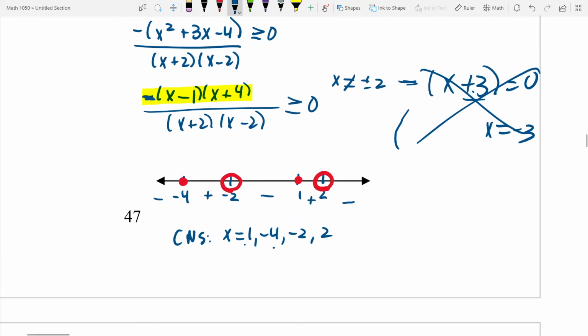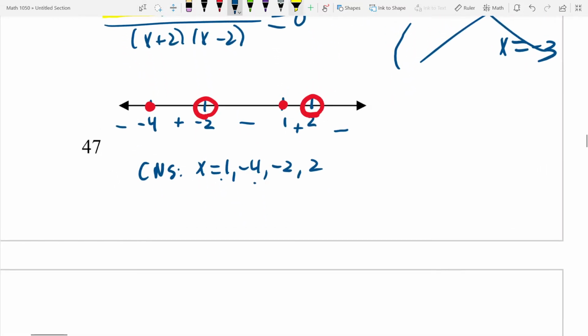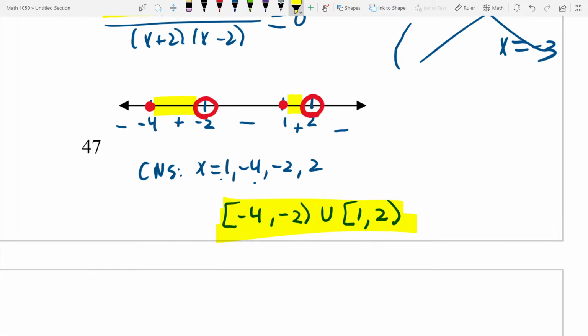What am I looking for? Greater than 0. That would be positive, right? So that would be here and here. So my answer is -4 with a bracket to -2 with a parenthesis, union 1 with a bracket to 2 with a parenthesis. That's my answer, and I'm done. That's as difficult as it's going to get.